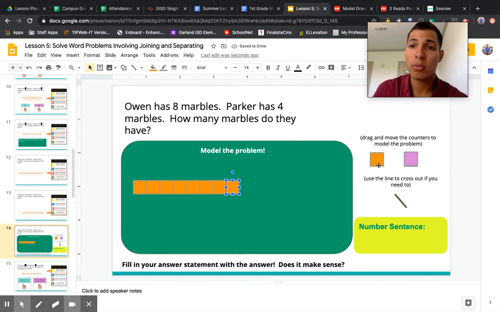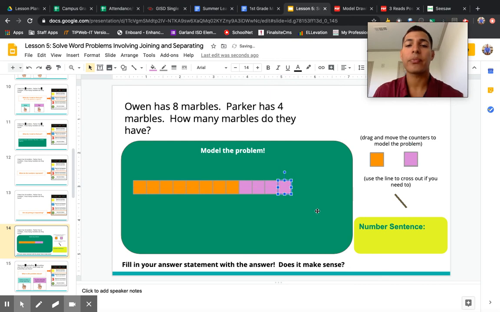And then how many does Parker have? Parker has 4, so I'm gonna use purple for Parker's 4. And I'm just gonna keep them connected, right? I'm just gonna keep them right next to each other, nice and close to each other. Here's Parker's 4, right? How many do they have together now? So we have Owen's 8, Parker's 4. How many do we have together? Remember, we're joining. So are we gonna be adding or are we gonna be subtracting?